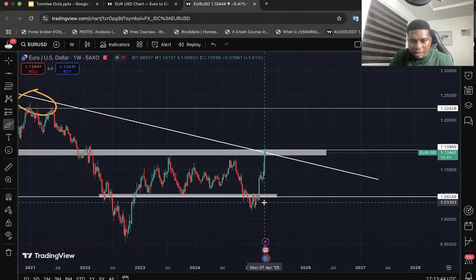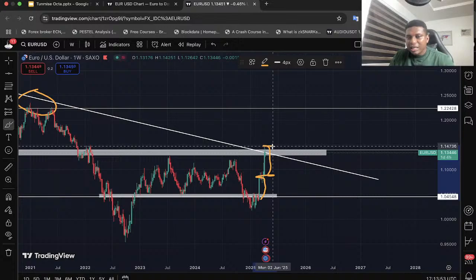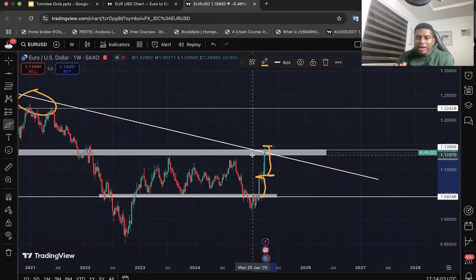You can see how a single candle pushed high. Let me look at this here. A single candle pushed as high as this level, and another single candle pushed as high as this level. Now that tells you the buying power that is coming in on Euro USD.